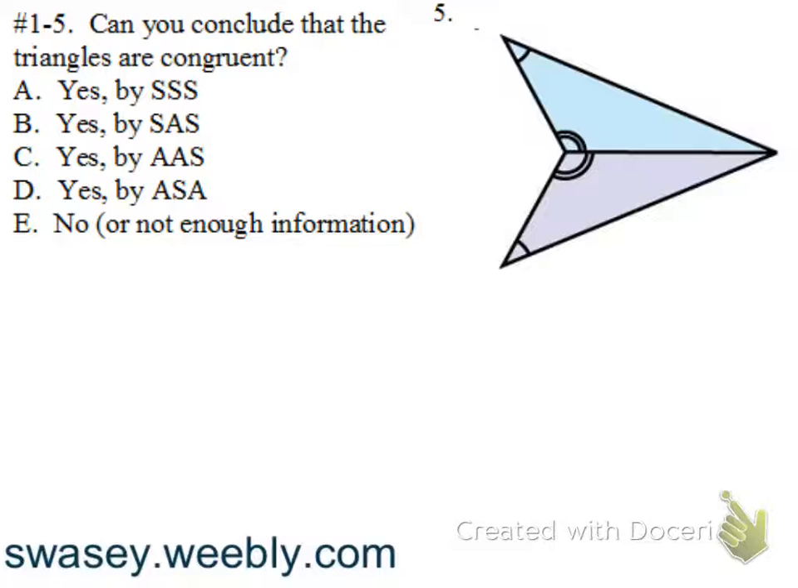Here we've got the reflexive property at work, so we can say that this is congruent to itself. And now you can see angle, angle, side. We got angle, angle, side, angle, angle, side again.